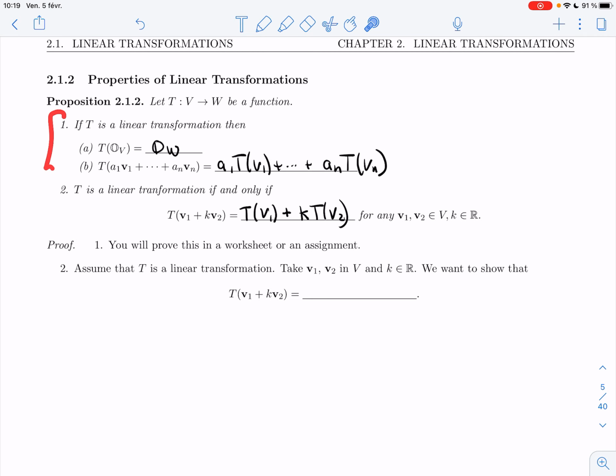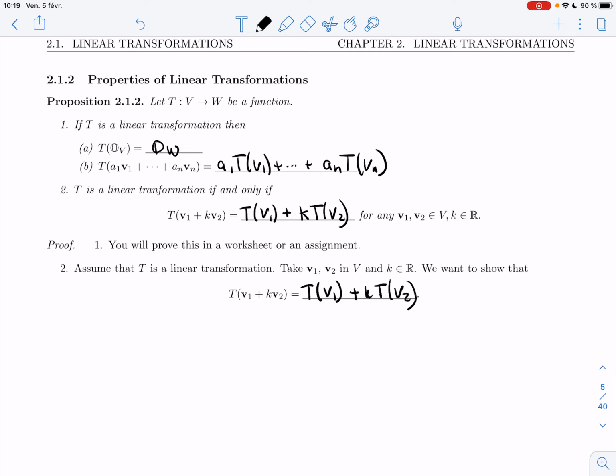All right, so for the first one, you'll prove this in a worksheet or in an assignment, and then I'm going to prove two. It's an if and only if, so I need to prove two directions. I'm going to start by assuming that T is a linear transformation. Then take v1, v2 and k in R. We want to show that T of v1 plus k v2 is T of v1 plus k T of v2.